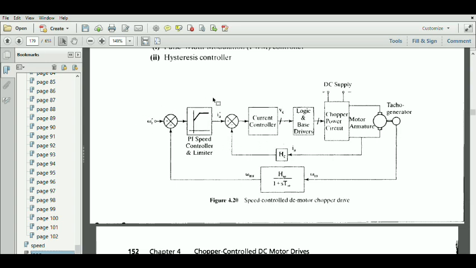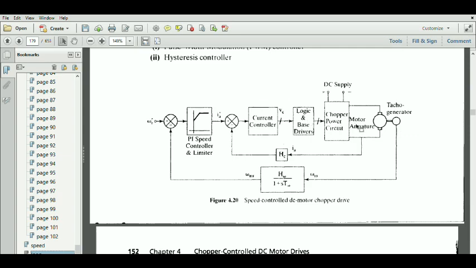For the design, we also have to consider the whole system. We have already made IA divided by IA star, that is the transfer function of this area. So now, to design the speed controller, we keep IA divided by IA star as a transfer function here. After that, we have to consider the whole system.